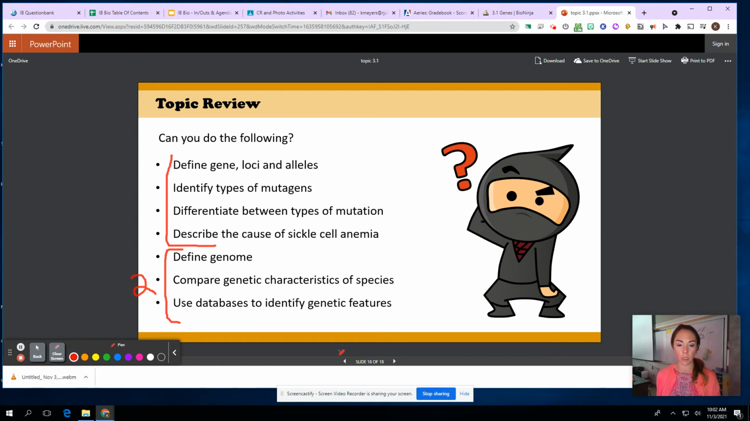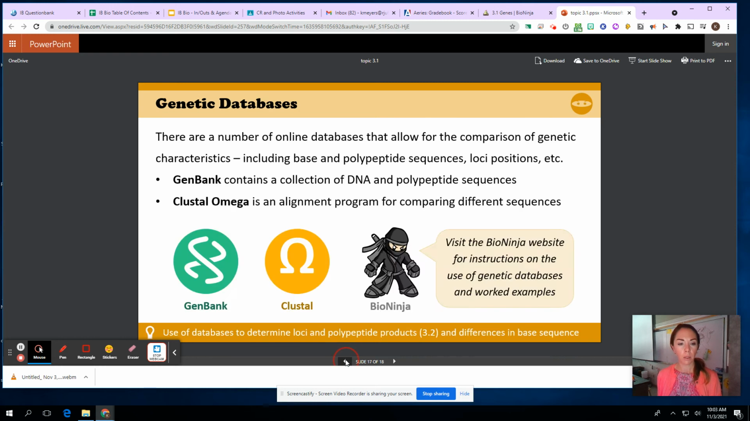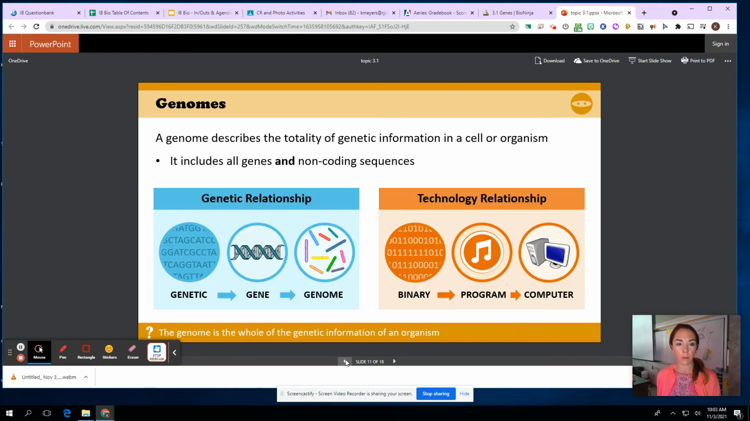Ooh, mapping out the human genome. So let's clear this out. Oh, sorry, hold on, back. Oh, pen, clear, back, haha. Okay, all right, let's go back to where we left off.